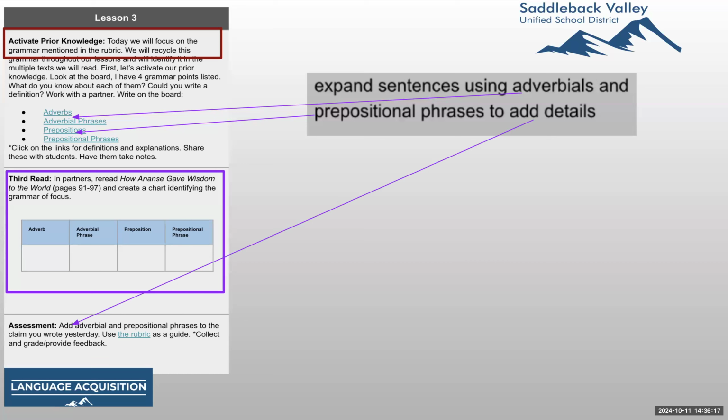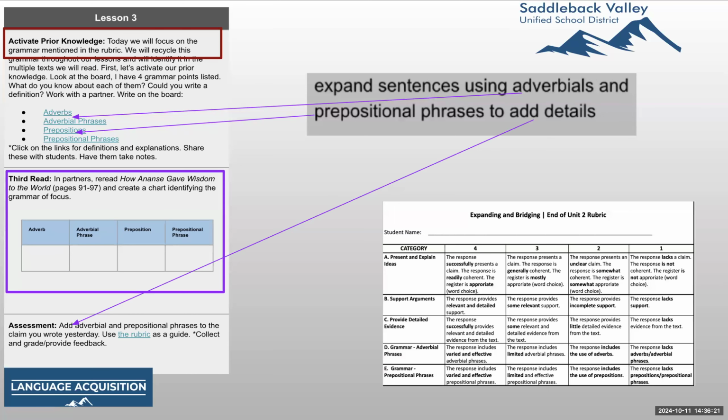The end of Lesson 3 provides students another opportunity to use the rubric that will be used to grade the end of unit assessment. This time, focusing on assessing how well students incorporated categories D and E of the rubric.